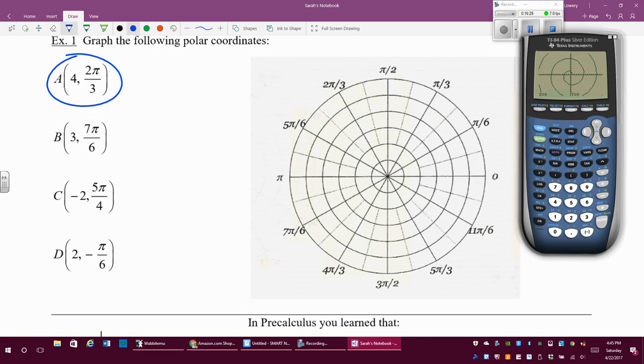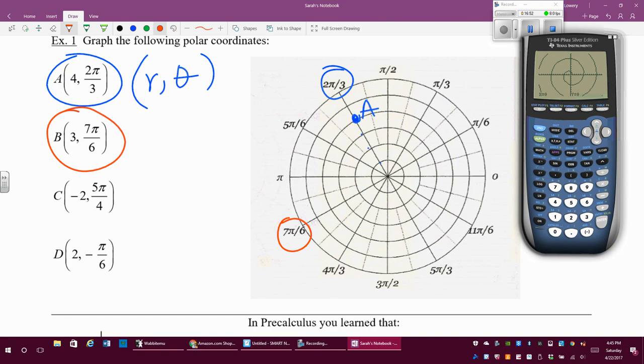So let's graph the point 4, 2 pi thirds. This is r, theta: radius, theta. So we're going to go to a theta of 2 pi thirds, and we're going to count 4 radiuses out: 1, 2, 3, 4. And this is where point A is located. If I wanted to graph the point 3 and 7 pi 6, I'm going to locate 7 pi 6, and I'm going to count out a radius of 1, 2, 3. And this is where point B would be located.